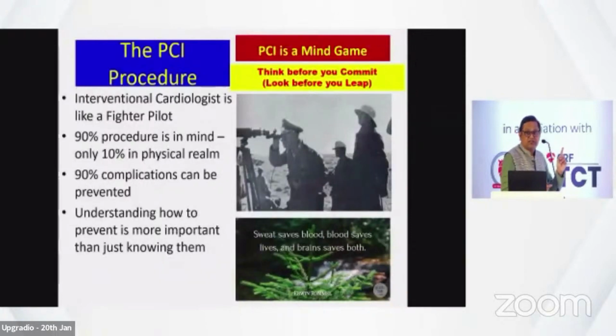An interventional cardiologist is like a fighter pilot. 90% of the procedure is in the mind. Only 10% is in the physical realm. So this is a very important thing you should remember, that you should always plan the patient. The whole procedure should be in your head from start to end, along with plan B and plan C. So you should know, in this patient, this is what I'm going to do, and mentally do the whole procedure.